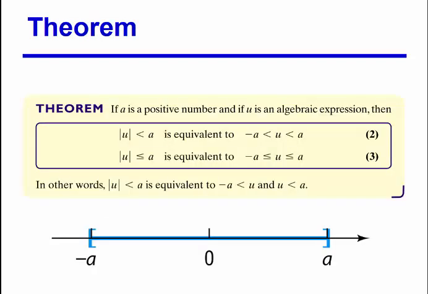So here's the theorem. If a is a positive number and if u is an algebraic expression, then the absolute value of u is less than a is equivalent to negative a is less than u less than a. Also, the absolute value of u is less than or equal to a is equivalent to negative a is less than or equal to u less than or equal to a. In other words, the absolute value of u being less than a is equivalent to negative a is less than u and u is less than a.